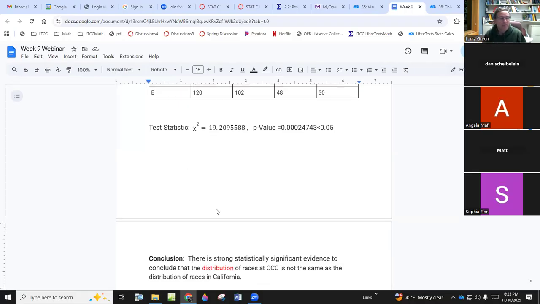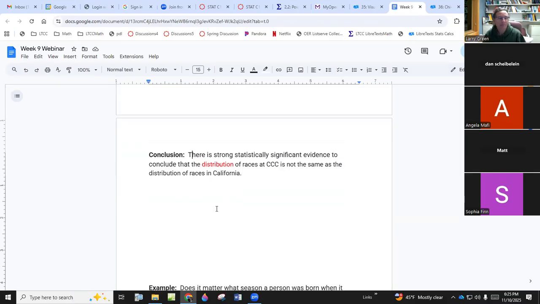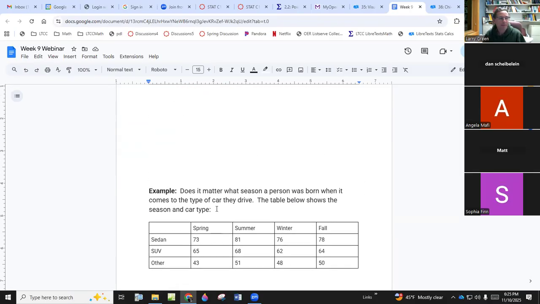Okay. Let's do another one. So does it matter what season a person was born when it comes to the type of car they drive? What do you think? The table shows the season and the car type. So what do you think? Do you think people who are born in winter tend to drive a different type of car than those who are born in, say, summer?